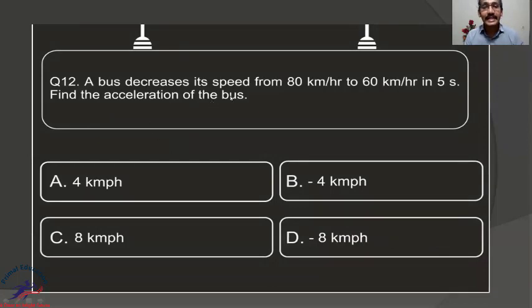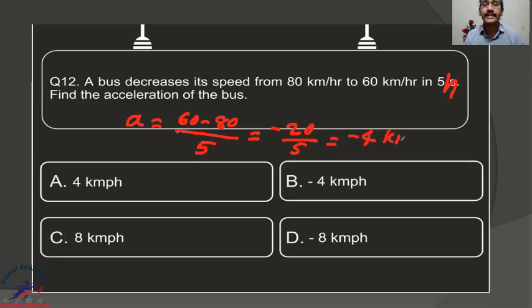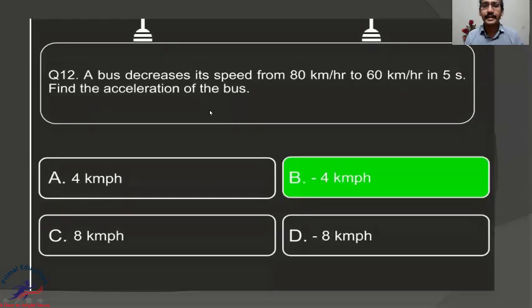Now, a bus decreases its speed from 80 km per hour to 60 km per hour in 5 hours. Sorry, this is 5 hours. Find the acceleration of the bus. Acceleration is equal to final velocity minus initial velocity by time. So it is minus 20 by 5, which is minus 4 kilometers per hour square. So what is the right choice? Of course, that is B.